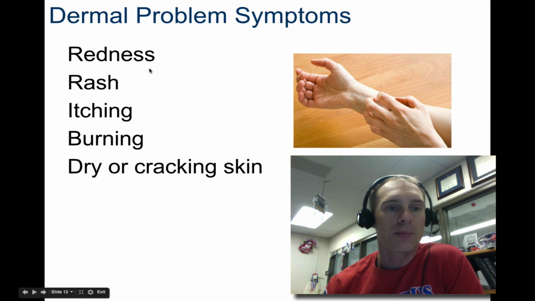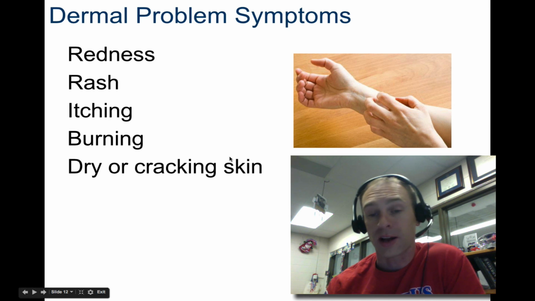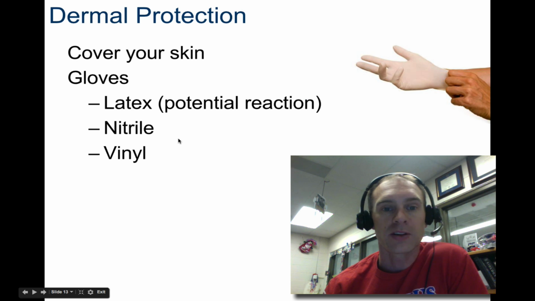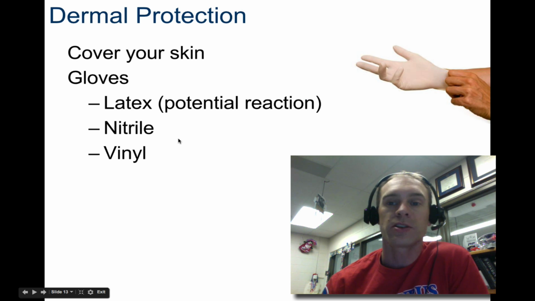Skin problems include redness, rash, itching, burning, and dry or cracking skin. So cover your skin. We're going to have some gloves for you when you do this. Also, when you're handling the resin, you're going to want to make sure you have gloves on to protect yourself as well.